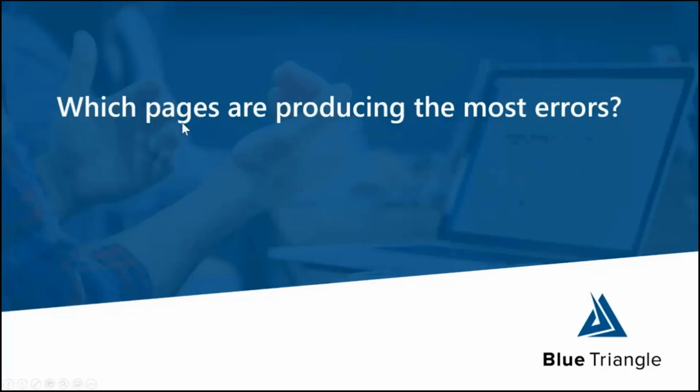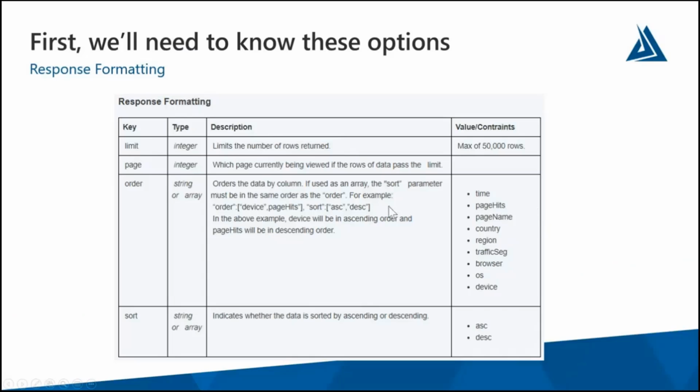And we're going to be grouping by page. So we're going to see the page and the error count, and we want to see the page with the highest number of errors. All right. So we're going to be using the order parameter and the sort parameter. And we'll probably use the limit parameter as well. We only want to see the top several items. We're not going to care about anything over 25 or 50 pages down.